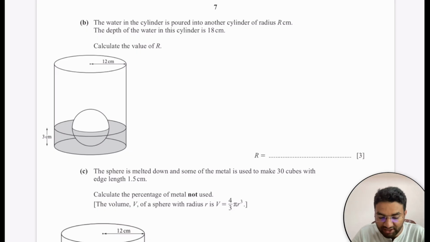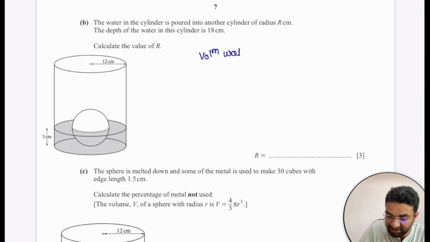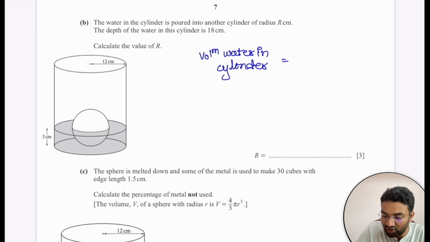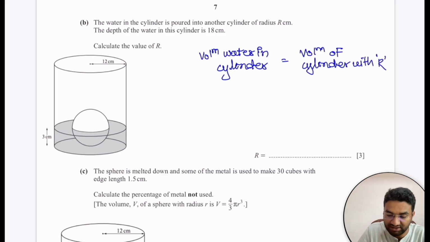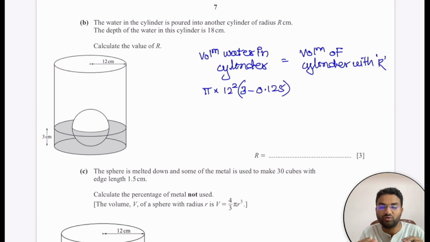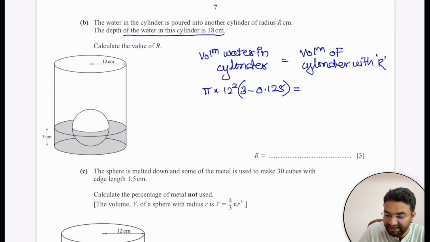So first of all, water in the cylinder is equal to the volume of the cylinder with radius r. Here we can write the equation in terms of pi times 12 squared times h, which is basically 3 minus 0.125, because this is the volume of water there in the cylinder, okay, this part, right? Then it is equal to the volume of the cylinder with radius r and the depth is 18 centimeters.